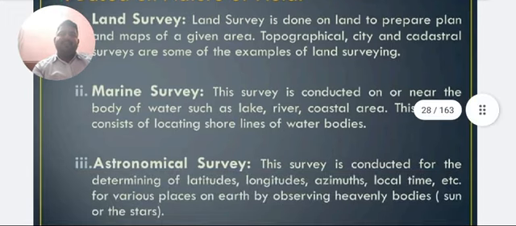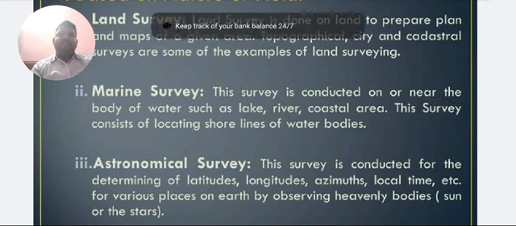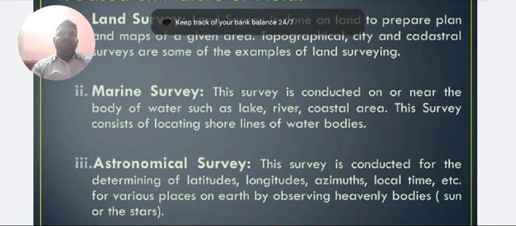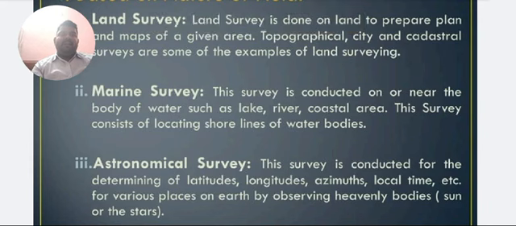Second one is marine survey. This survey is conducted on or near bodies of water, such as lakes, rivers and coastal areas. This survey consists of locating the shoreline of the water bodies.